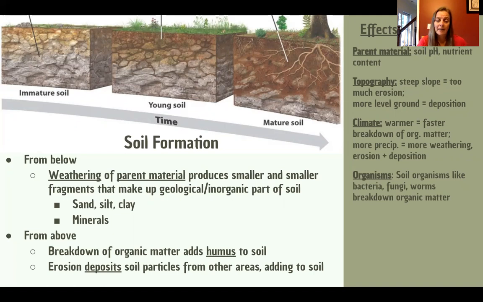If you have a climate that has higher levels of precipitation, you're going to have more weathering, so you're going to have more breakdown of parent material. You're also, again, depending on topography, going to have more erosion, potentially more deposition. So precipitation can have both a beneficial and a negative impact on soil formation. And then, of course, the organisms that exist there are going to have significant effects on soil formation. If you have lots of decomposers and detritivores that are able to break down that organic material, then you're going to have a richer soil. If you have few organisms, then you're going to have a less rich soil.